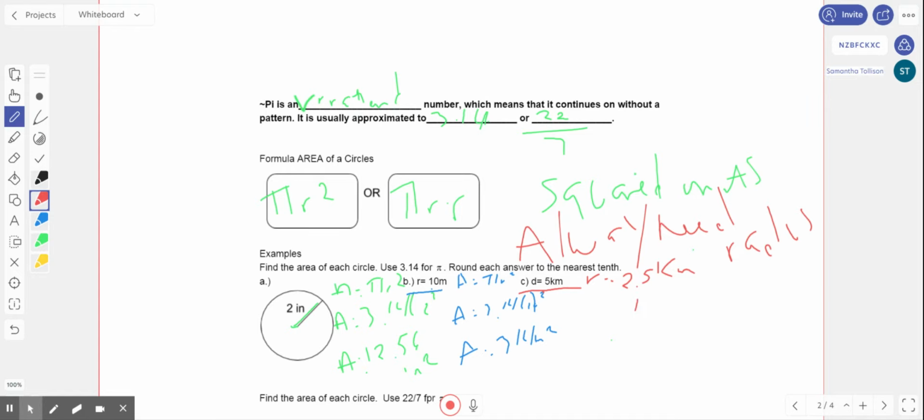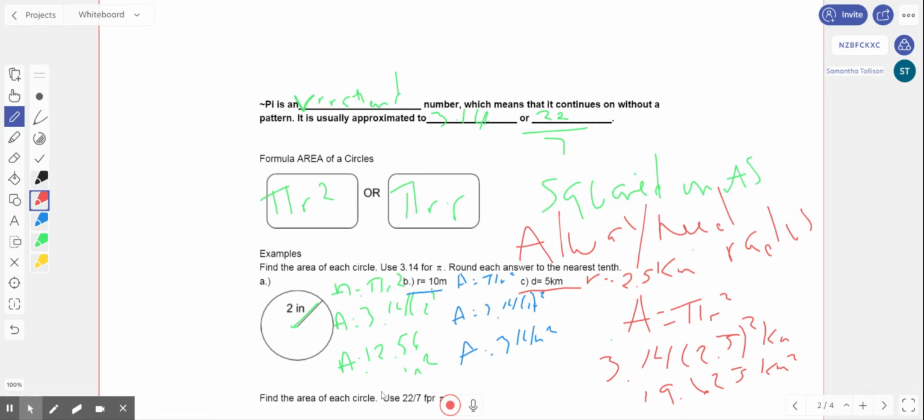So again, we're going to keep with our same formula. Area equals pi r squared. So we're going to do 3.14 times 2.5 squared. And again, we're dealing with kilometers. So my final answer here is going to be 19.625 kilometers squared.